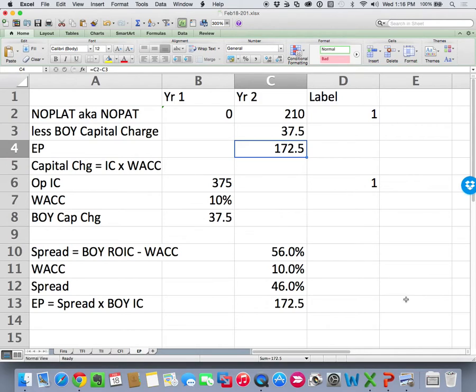Yes? What was the formula for the beginning of year ROIC? Basically, beginning of year ROIC is current year NOPLAT over previous year's invested capital. I'm going to post this file with all the references online along with the video, so you'll have that available to you.